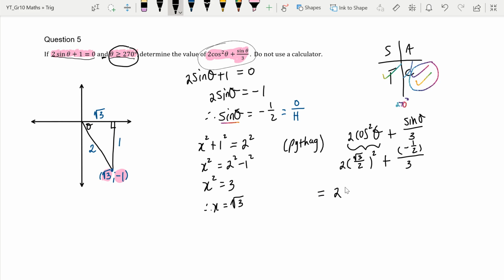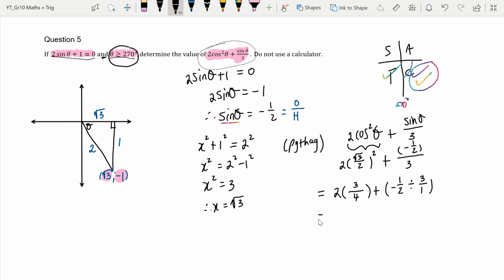So 2 times, I'm first going to square that one. If I square that, the square root of 3 squared, so it's the square root of 3 times the square root of 3 is just 3 over 4. And then we are going to add, well, I don't want a fraction over a fraction. So I've got negative a half that is being divided by 3. So I'm just going to write that as 3 over 1. I'm just showing all my steps.